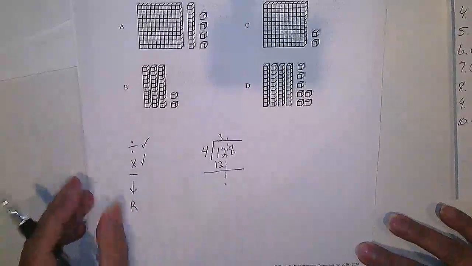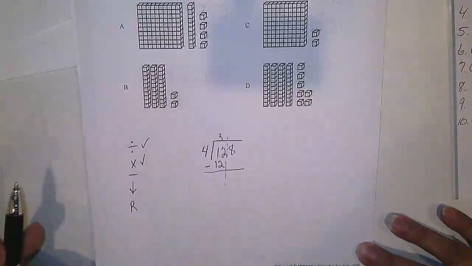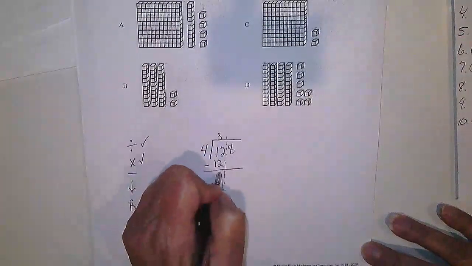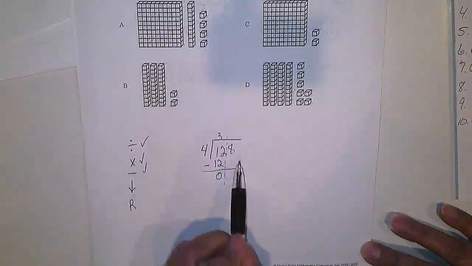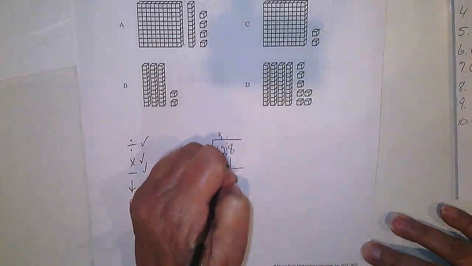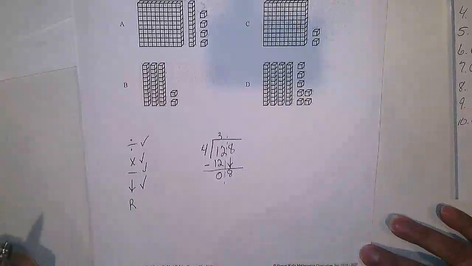Check it off. We did it. I'm going to draw a line. Our next operation is subtraction. So now I can look at 12 minus 12 is 0. Check it off. We did it. Now we have this 8 sitting here, so we're going to bring down the 8. Check it off. We did it.